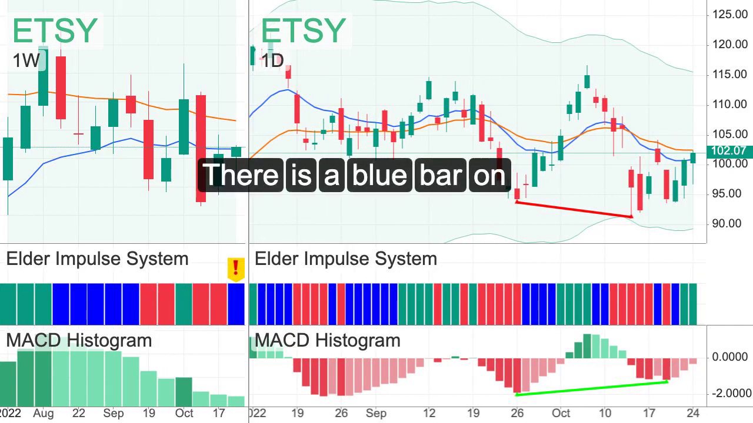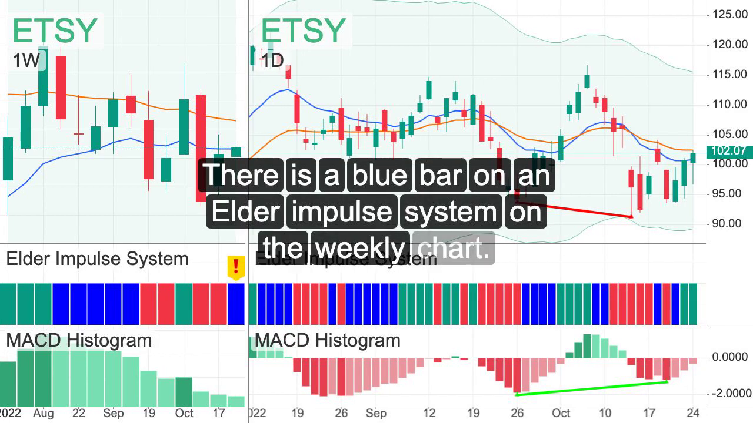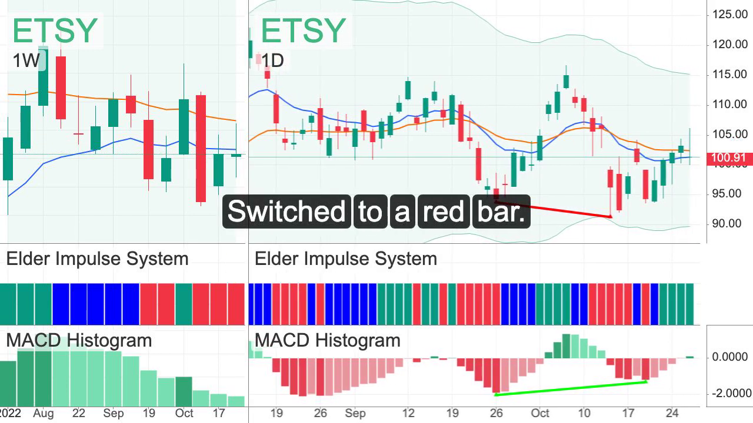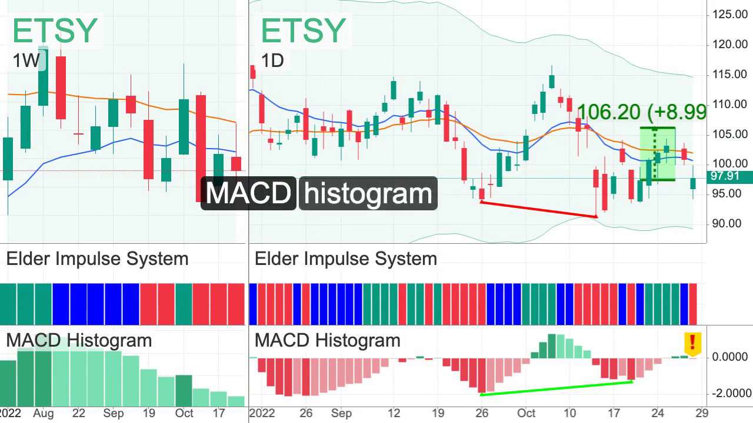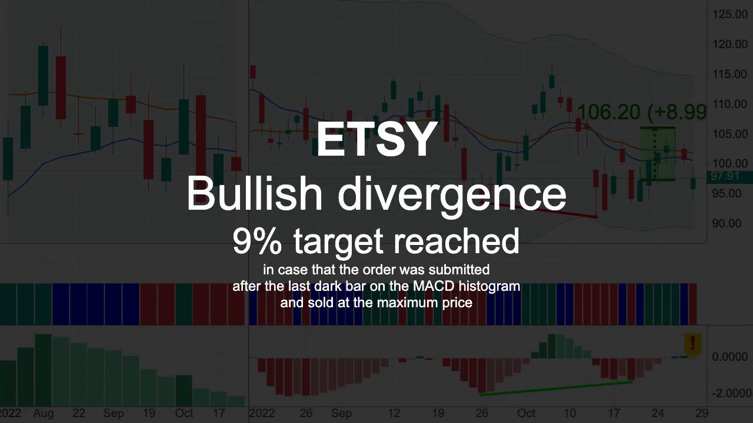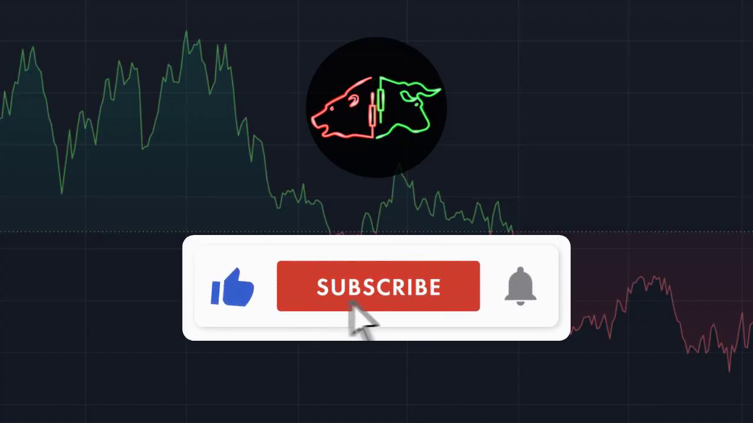There is a blue bar on an Elder impulse system on the weekly chart. Switch to a red bar. MACD histogram crossed the zero line. 9% target reached.